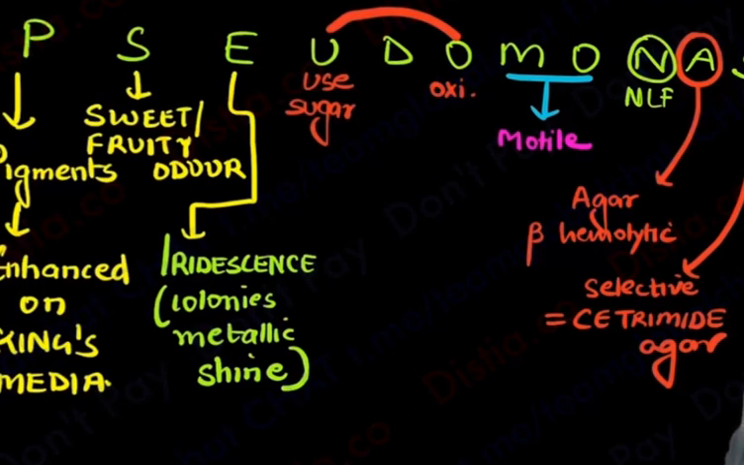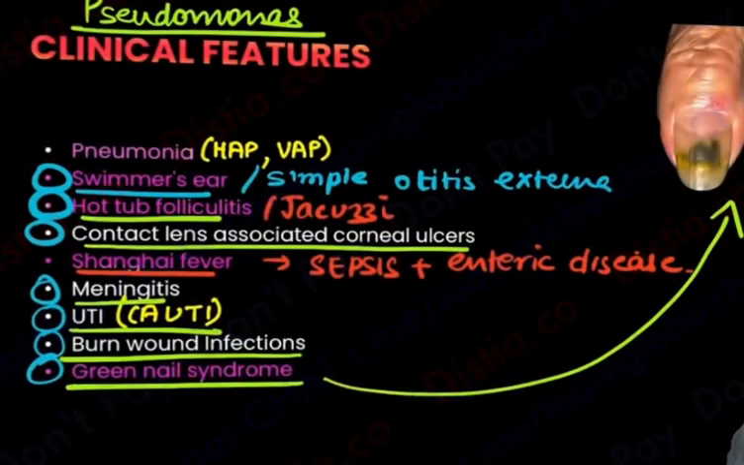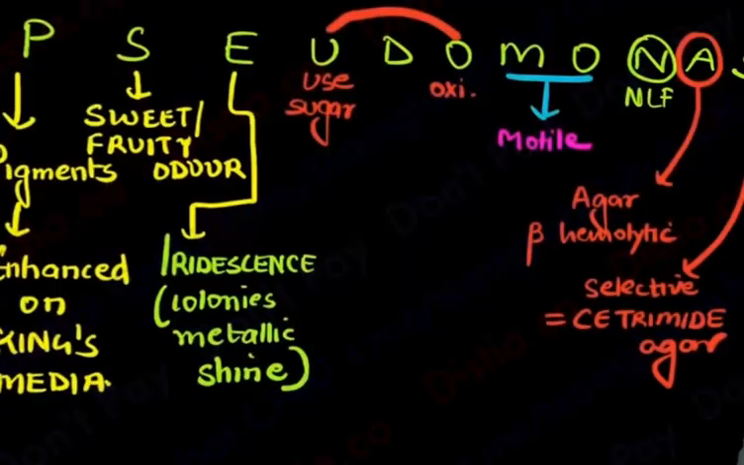Repeating, swimmer's ear. So let me go back to the clinical features. You can very well see that over here, S stands for swimmer's ear, S for Shanghai fever, S for the different kinds of sepsis or Shanghai fever or simple otitis externa that you have, and N for green nail syndrome. So in a way, Pseudomonas is serving as a mnemonic which takes everything into account. This is my favorite mnemonic that I have made, where I feel that I have clubbed one chapter into one. It's a big achievement, I feel.